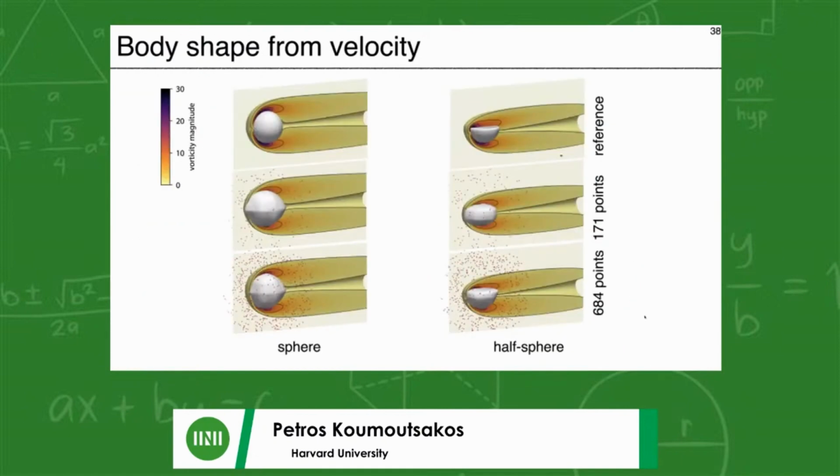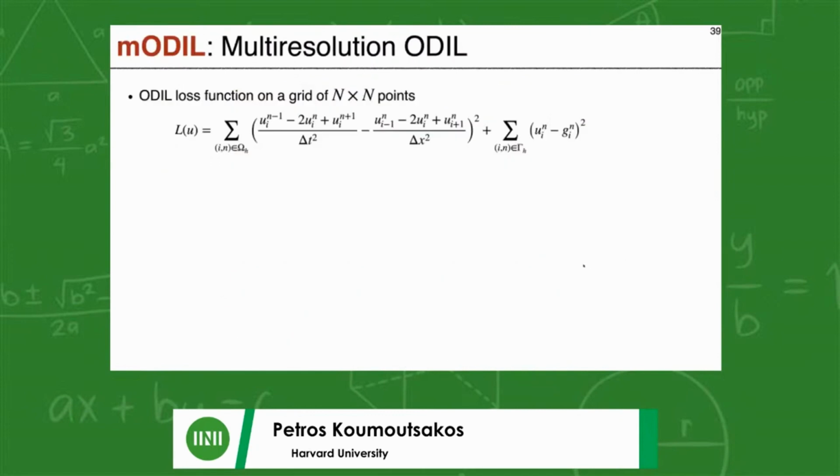We can also infer body shapes from velocity points. The idea is that you give me some points in the flow field and you tell me which body produced this data, and I'm able to infer for you, with the accuracy that I'm showing here, what the body is, compared to the original description.